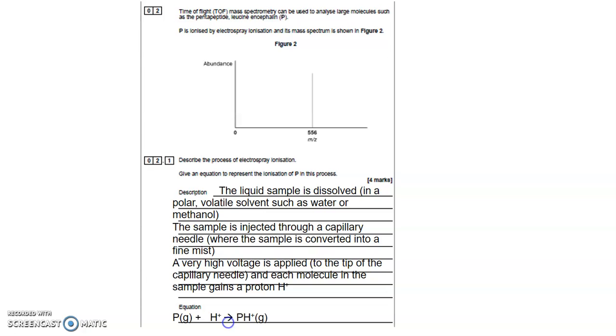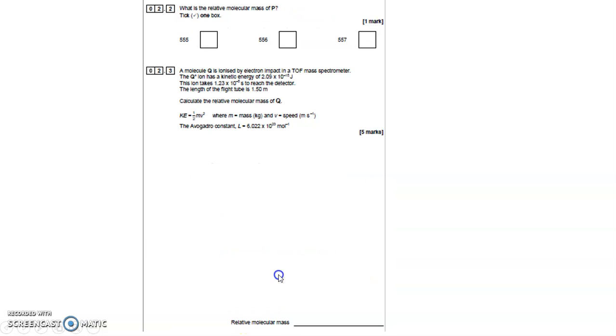The equation then is P. It's got to be a gas. It's coming out as a gas, a very fine mist. So P, G for gas. It gains an H plus or a proton and turns into PH plus when it gains the H plus, and again it's a gas. What is the relative mass of P?